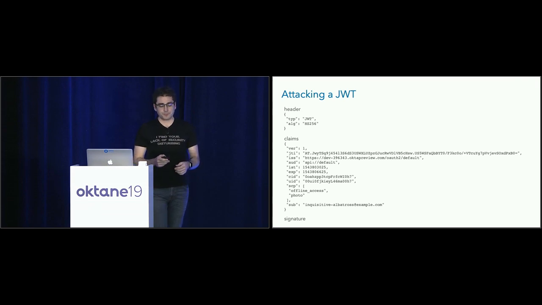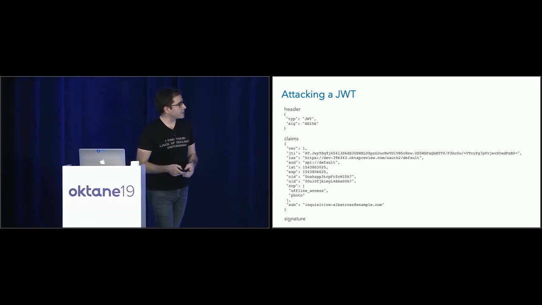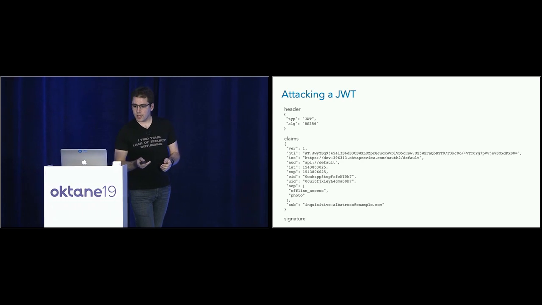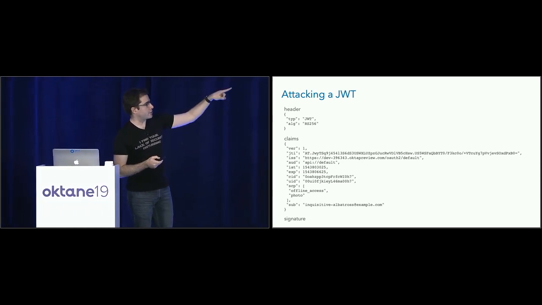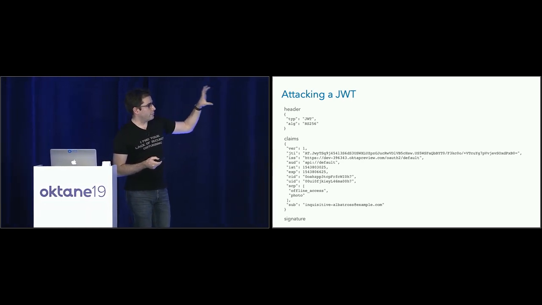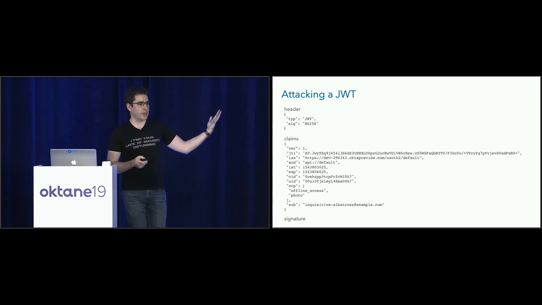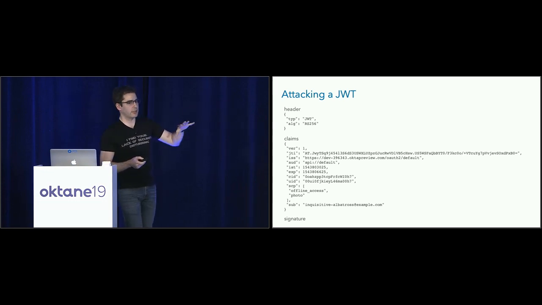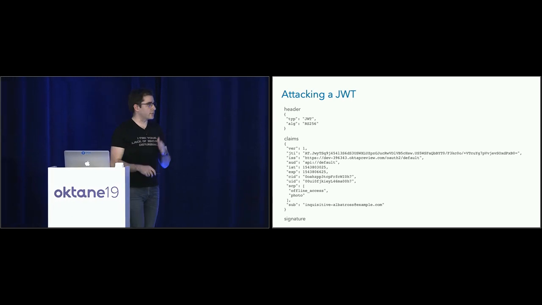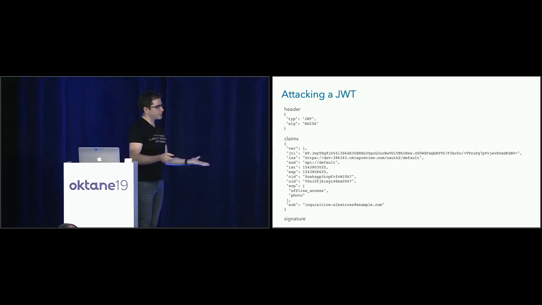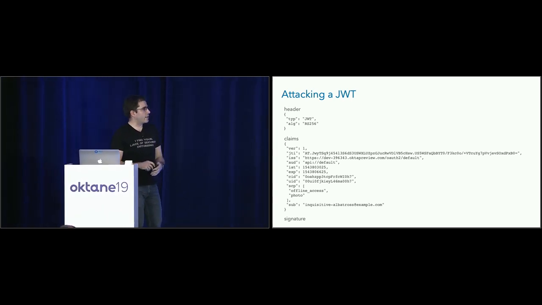The header contains information about the token. The middle part, the payload, contains the data you actually care about, like user ID, the groups they're in, the expiration dates, and if it's an access token, it'll include scope information. And then the bottom is the signature.